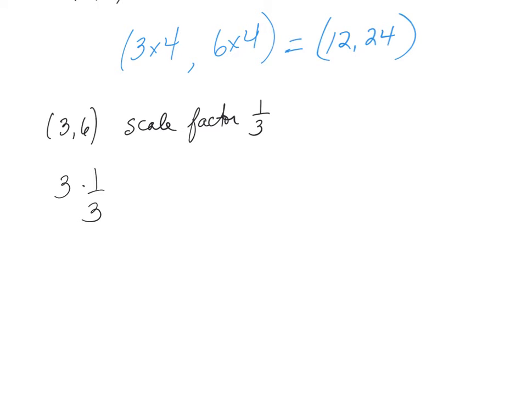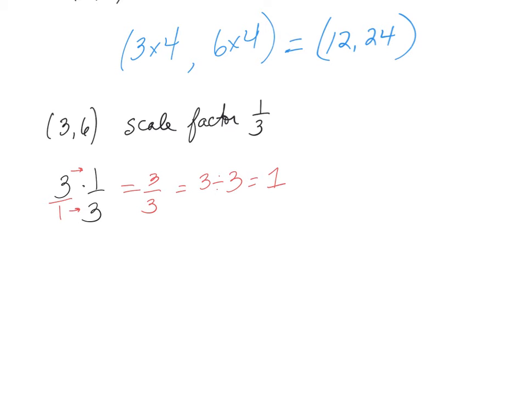When we multiply a whole number times a fraction, we put our whole number over 1, and we multiply straight across, giving me 3/3. When I simplify this, 3 divided by 3 is 1. So my dilation of 1/3 of the value 3 will give me 1.